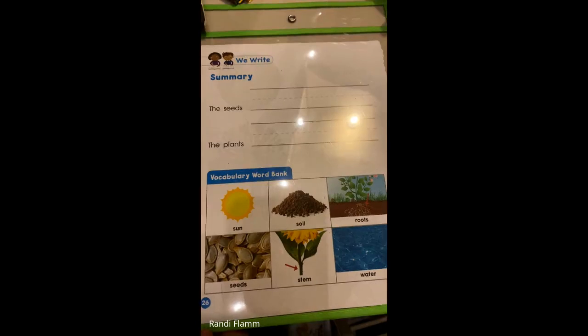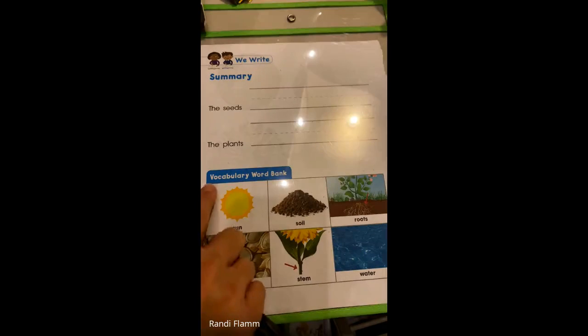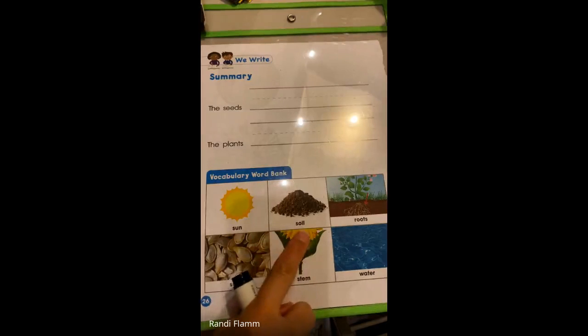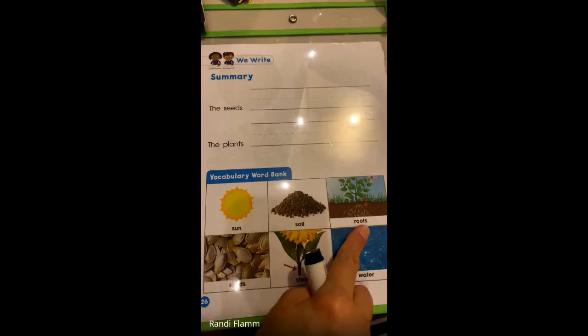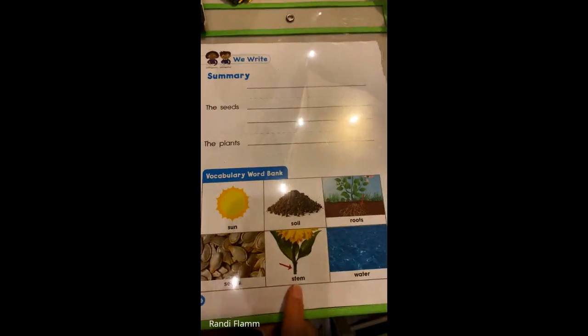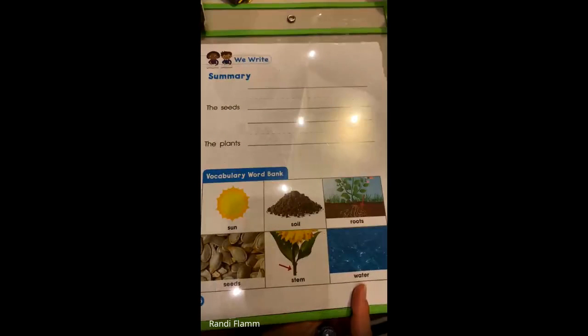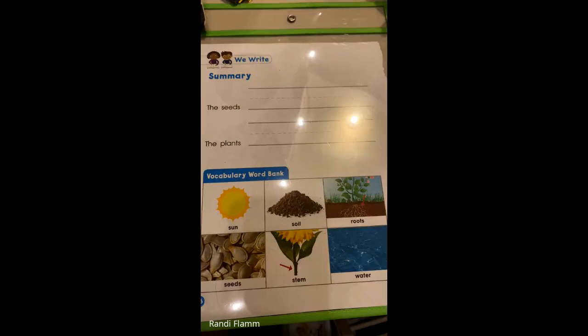Down at the bottom, you have a word bank. It says vocabulary word bank. This is the sun, soil, roots, seeds, stem, and water. So you can keep all of those in mind when we summarize.